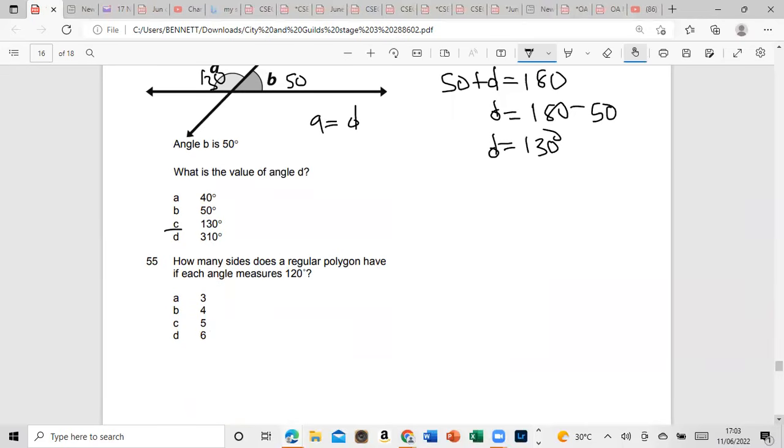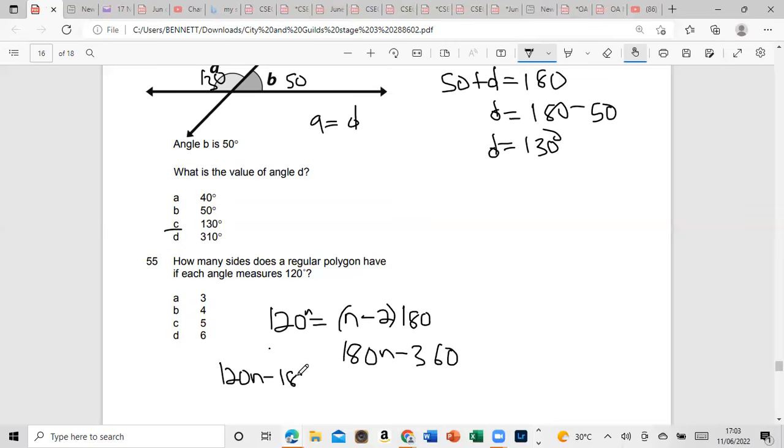How many sides does a regular polygon have if each angle measures 120? The formula is n minus 2 times 180. Your teacher should teach it. So 180 times this, 180n, that times that 360. So we're going to group the n terms. So that's 120n minus 180n equals negative 360.